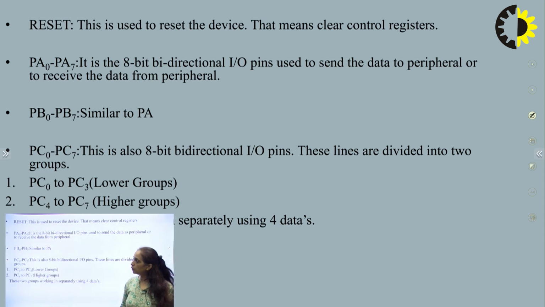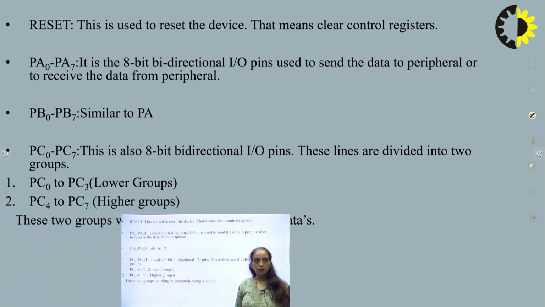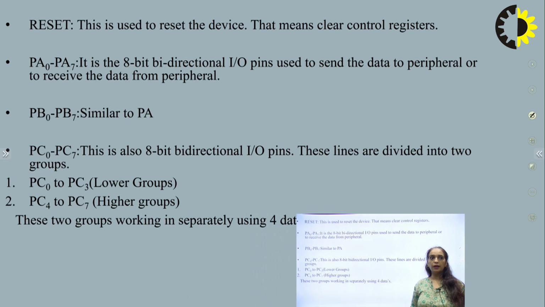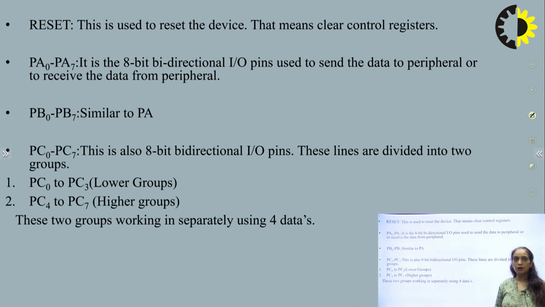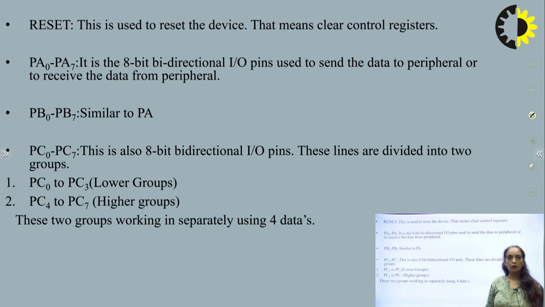Then PA0 to PA7, that is the pins of port A. It is an 8-bit bidirectional IO pins used to send data to the peripheral devices or to receive data from any peripheral device. PB0 to PB7, that is also similar to port A, they are bidirectional IO pins which can be used to transmit or to receive any data from the peripheral devices. Then PC0 to PC7, it is also bidirectional IO pins.